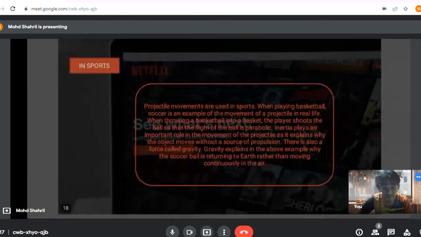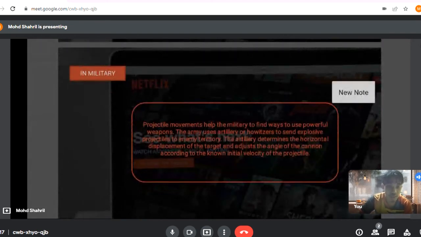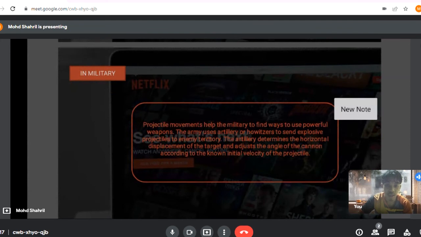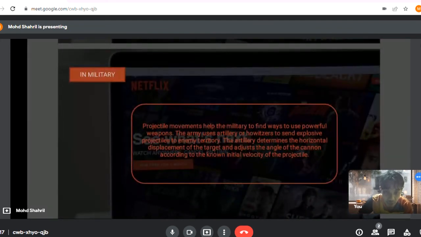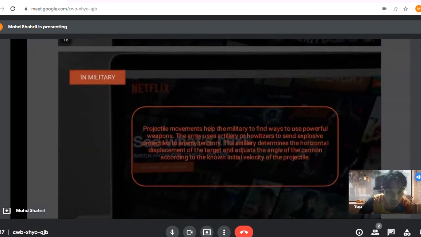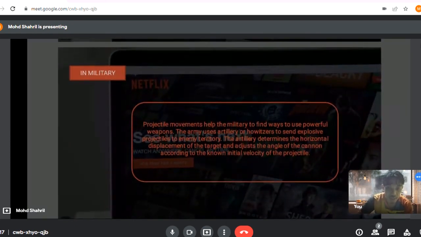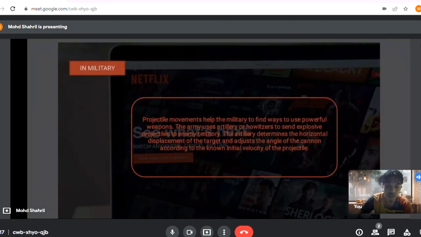Next, in the military, projectile movement helps the military to find ways to use powerful weapons. The army uses artillery or howitzers to send explosive projectiles to enemy territory. The artillery determines the horizontal displacement of the target and adjusts the angle of the cannon according to the known initial velocity of the projectile.